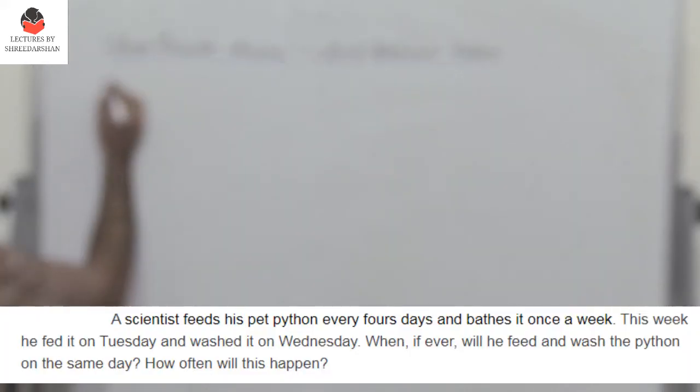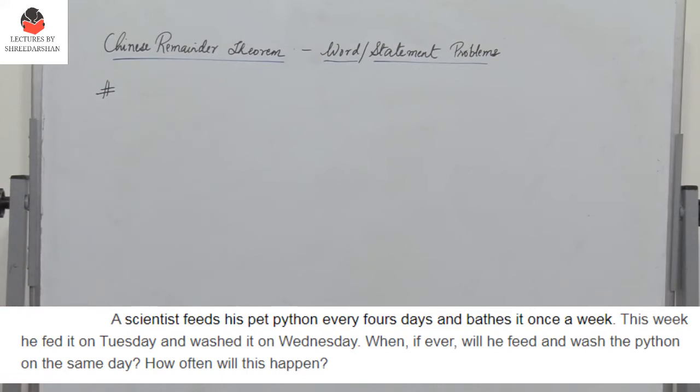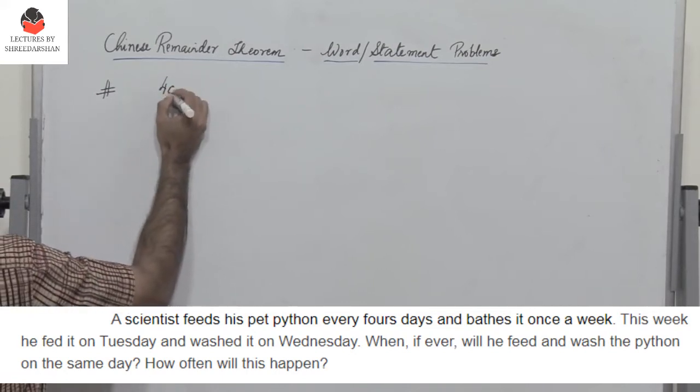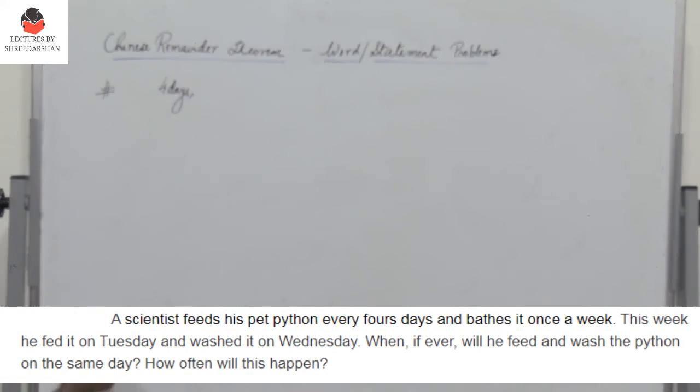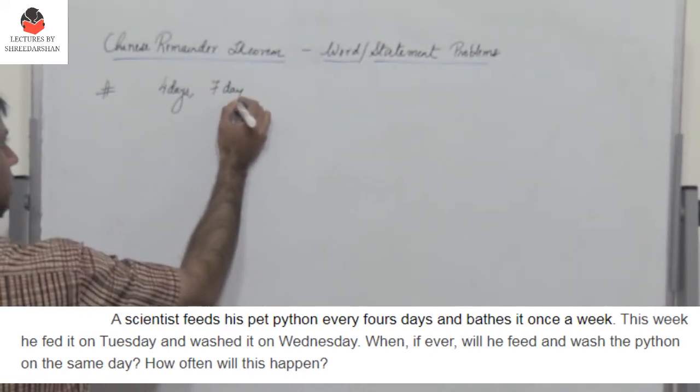The problem states that a scientist feeds his pet python once in every 4 days and bathes it once a week. Once a week means once in 7 days.